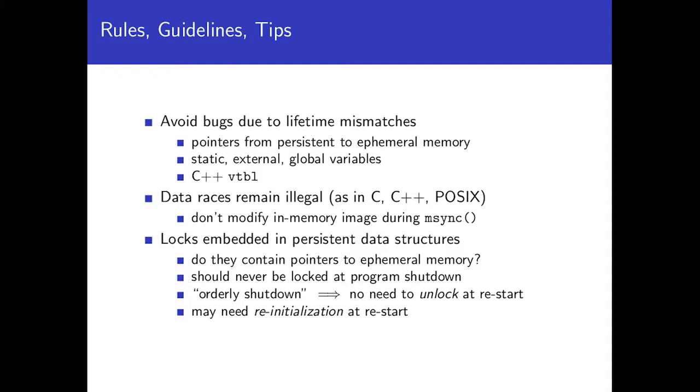When you think about it, when your program shuts down, we're assuming that it's going to shut down in an orderly way for now. When your program shuts down, it's no longer modifying persistent memory, so there shouldn't be any locks in a locked state, okay, at shutdown time. So when your program wakes up again, there should never be a need to unlock any lock-like things that are embedded in your persistent data. However, depending on the details of the synchronization primitives you're using, reinitialization of those primitives might be necessary.